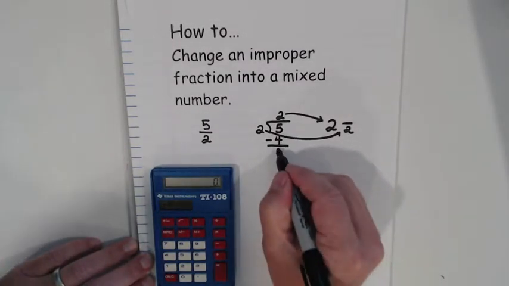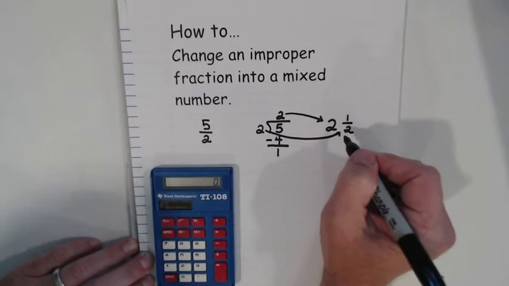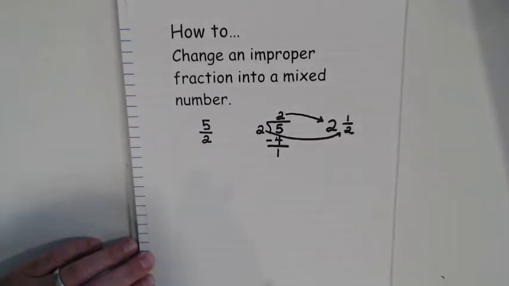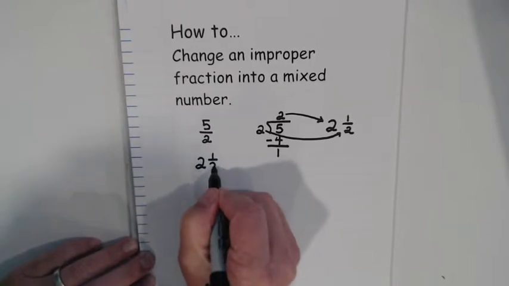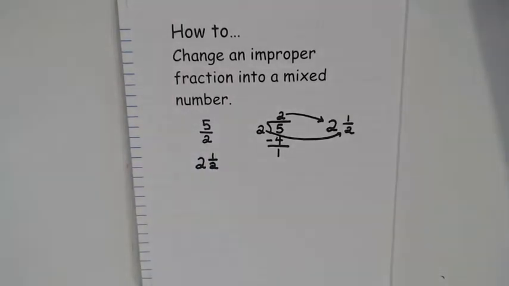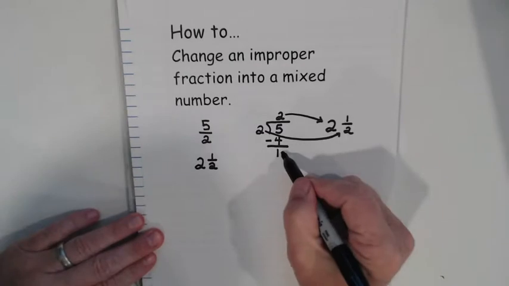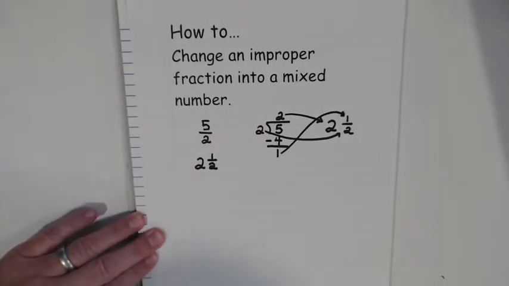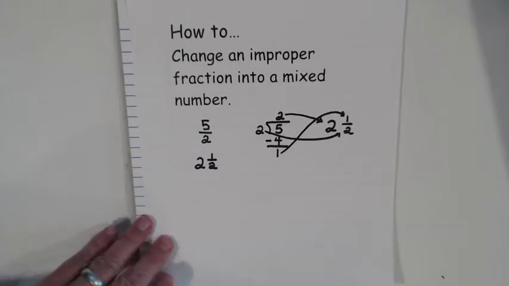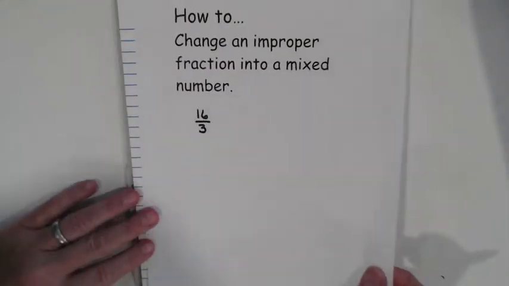5 minus 4 is 1. I put that 1 right there. So 5 halves changed into a mixed number is 2 and 1 half. This number goes right there in the top. So let's try another one because we need to practice these things.